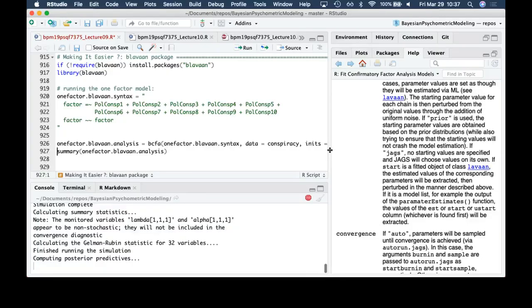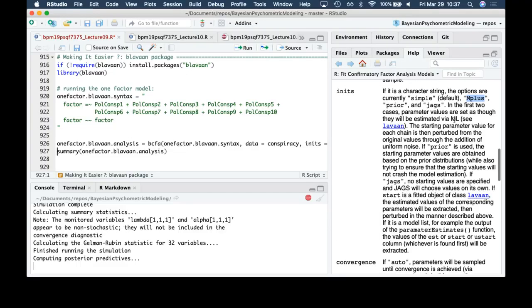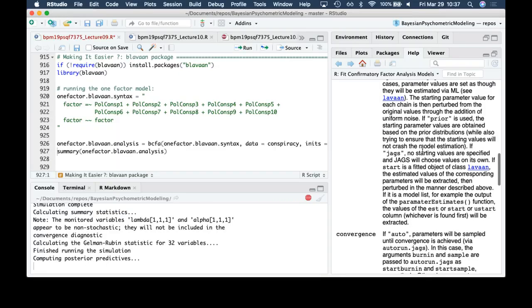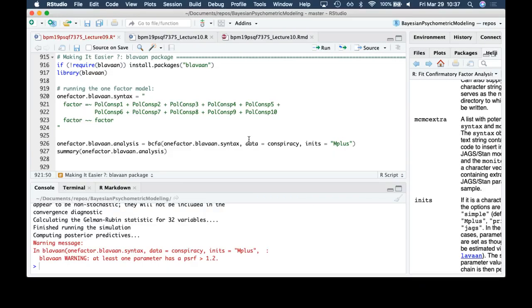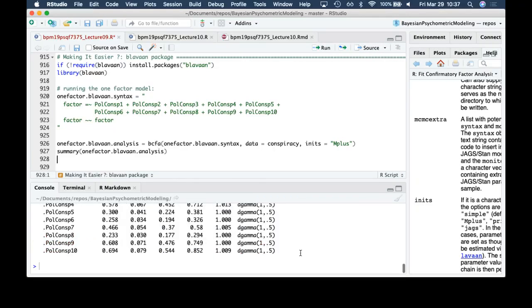But you're telling me that this is in many more languages now? I don't know. It says what it is: in the first two cases, via ML. So, Mplus, it still broke.